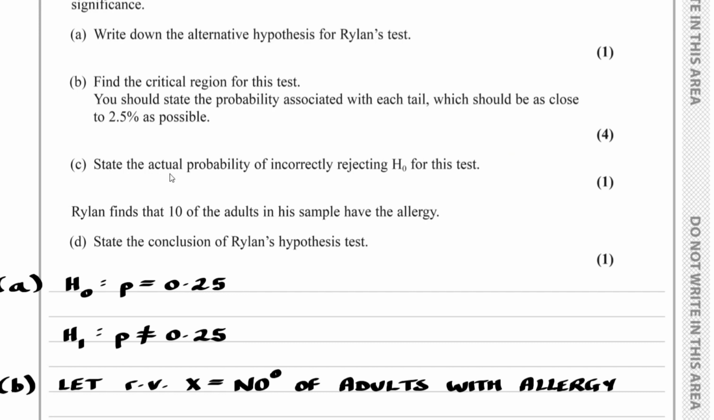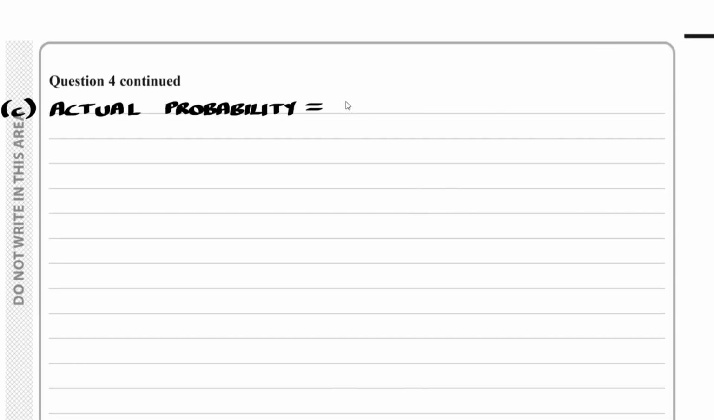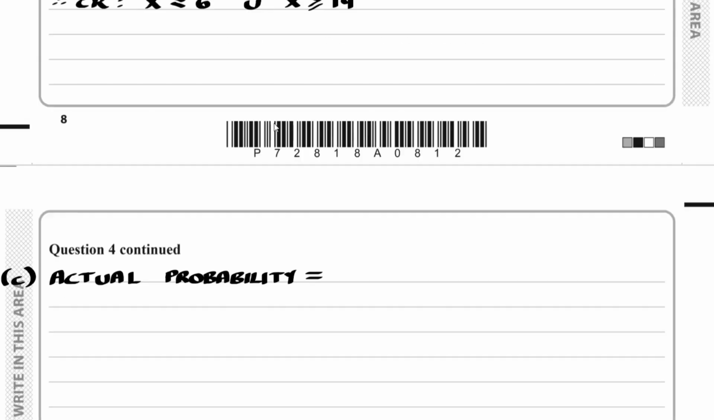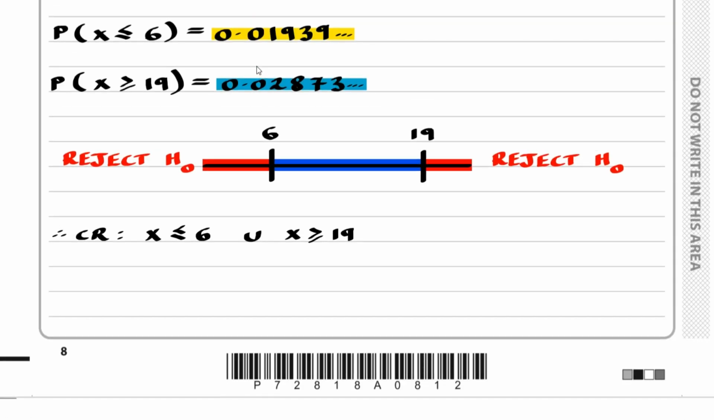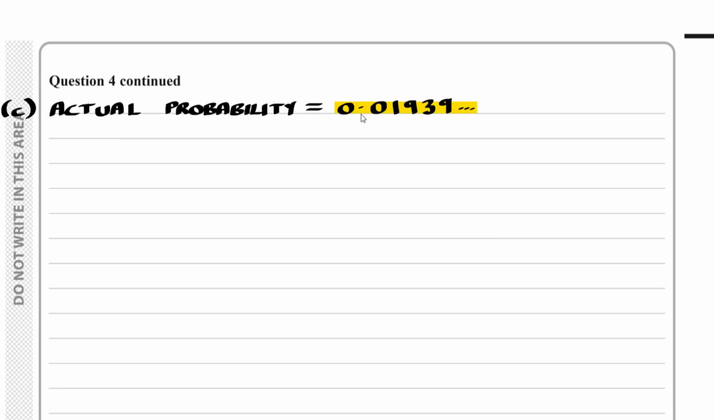Part C, we have to state the actual probability of incorrectly rejecting H0 for this test. To find the actual probability, we would have to add together the 0.01939, etc. to the 0.02873, etc. So we have the 0.01939, etc. plus the 0.02873, etc. and working this out, we get 0.0481.